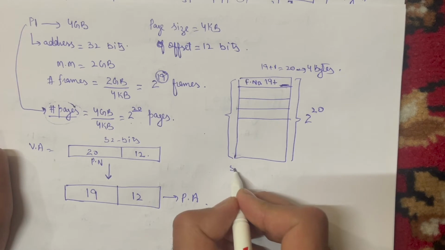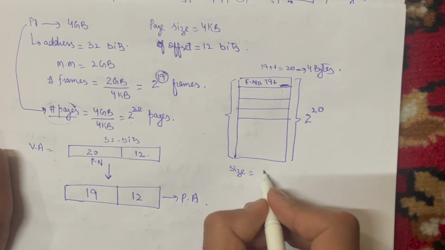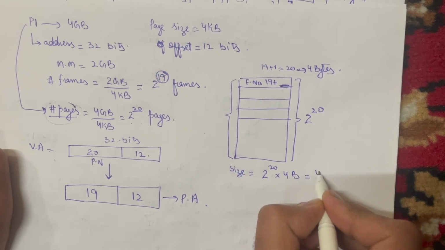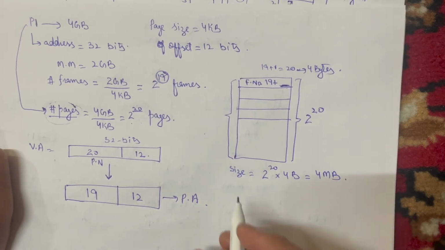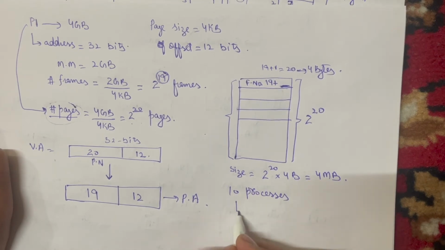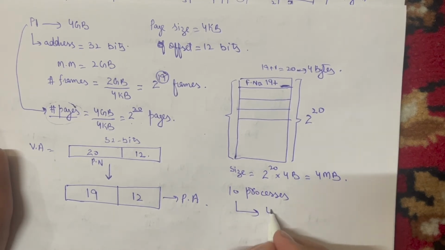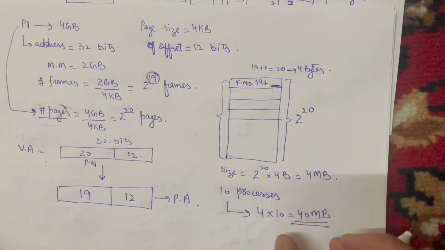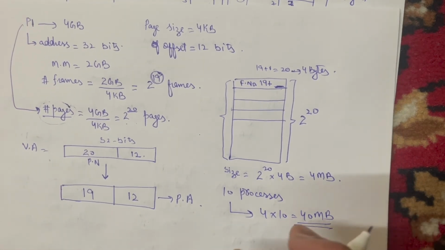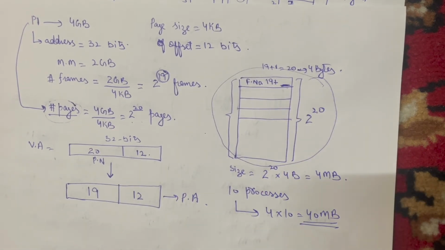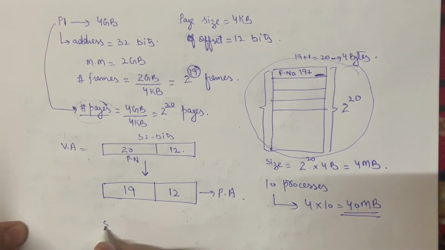So what will be the size of the page table? One page table is 2 raised to the power 20 into 4 bytes, which is equal to 4 MB. Let's suppose I have 10 processes running. The size of all the page tables will be 4 into 10, 40 MB. So you can see the size is very large. 40 MB of space in the physical memory is required only to save the page tables. This is the single level page table.